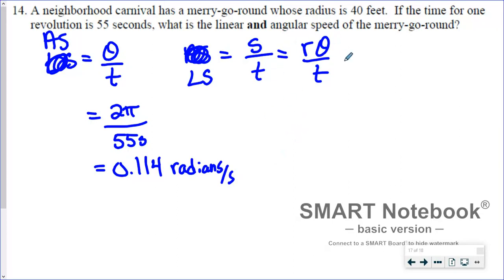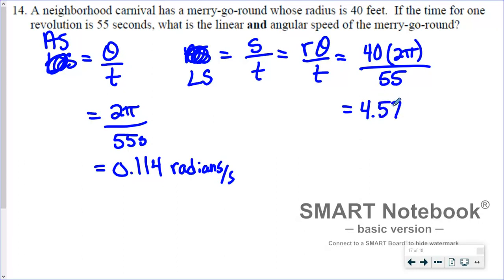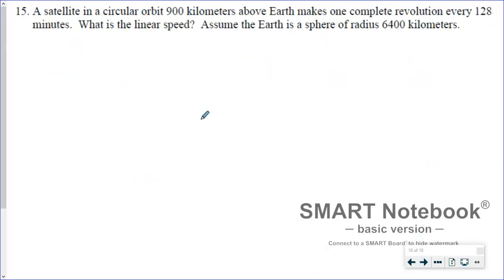Linear speed is really the exact same thing, except I'm multiplying by the radius. So now I have 40. I'm still going one revolution, so my theta is still 2 pi, and the time is still 55 seconds. If you plug that into your calculator, you get 4.570 if you round correctly. This would be feet per second. And that is it.